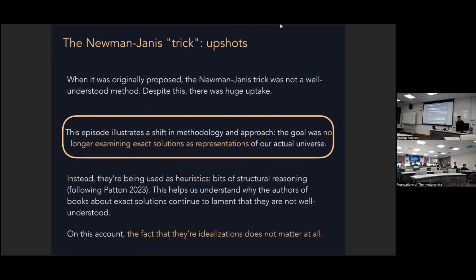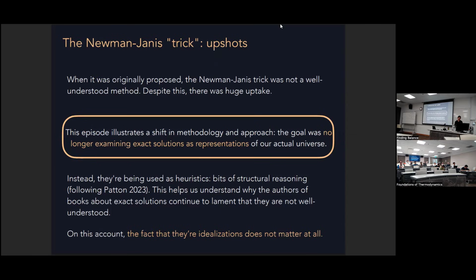The best way that I've been able to think about it is that they're being used as bits of structural reasoning. And here I have in mind Lydia Patton's paper on fish bones, idealization, and structural reasoning, in which she discusses the role of heuristics in structural reasoning and how idealizations work in that context. So these are bits of structural reasoning that we think provide us with good heuristics for theory pursuit and application, but they're not direct representations anymore.